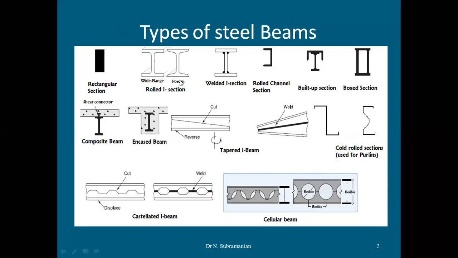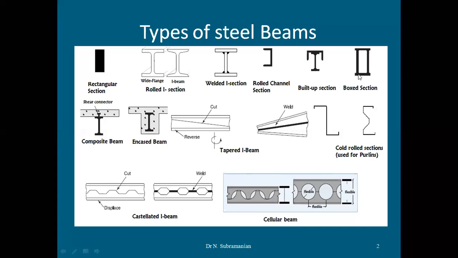Welded I sections are all built up I sections. You can make use of even hot rolled steel sections also, where the plates are supposed to be welded to each other. Rolled channel sections like C sections can be used, and built up sections connected with a C section on the top of the compression plane can also be used as a beam. Box sections can also be used as a beam by joining two webs with the flanges.